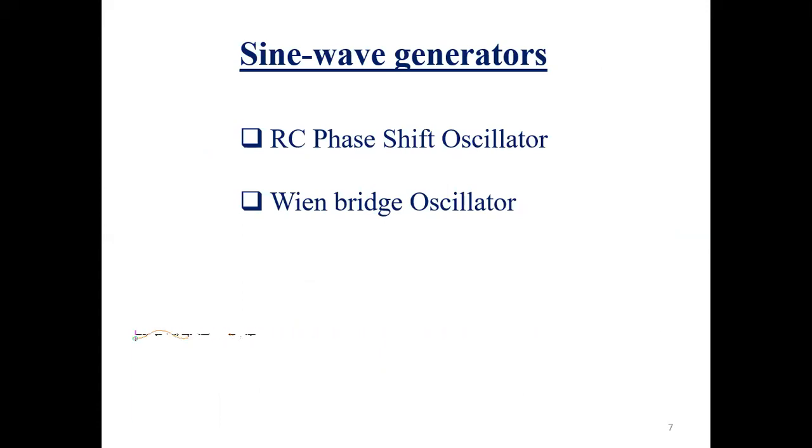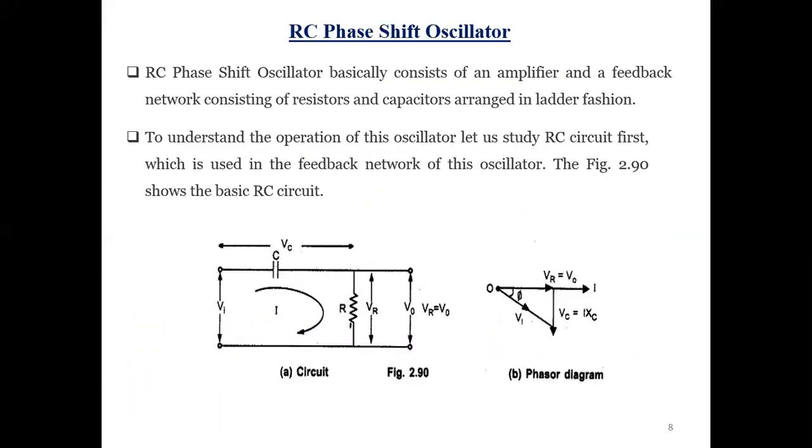In chapter 1, we are going to see the sine wave generator, and how to generate the sine wave with an op-amp. We have two types of oscillator in this chapter: the RC phase shift oscillator and the Wien bridge oscillator. The RC phase shift oscillator basically consists of an amplifier and a feedback network consisting of resistors and capacitors arranged in ladder fashion. To understand the operation of this oscillator, let us study the RC circuit first.